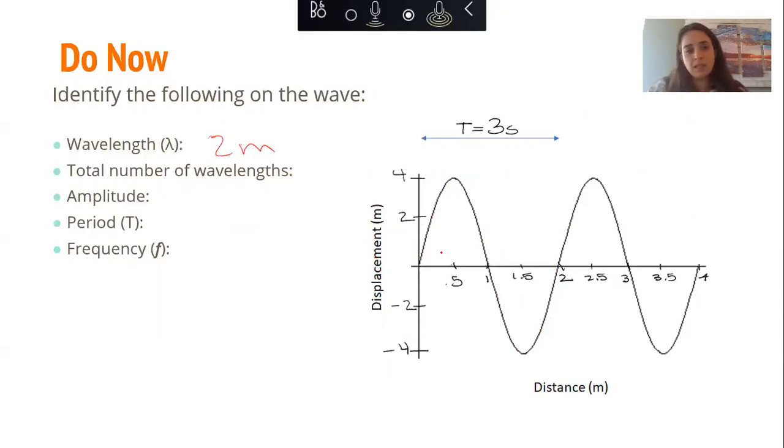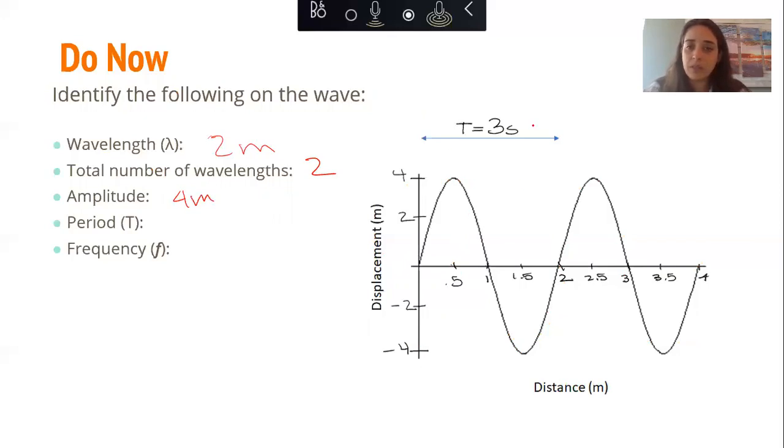Awesome. Then the total number of wavelengths is how many waves I have on my graph. So here I have 1, and then go up and down again, and that's 2. So then there's a total of 2 wavelengths. My amplitude is the distance from the origin to the highest point of the maximum displacement. So that is going to be 4 meters in this case.